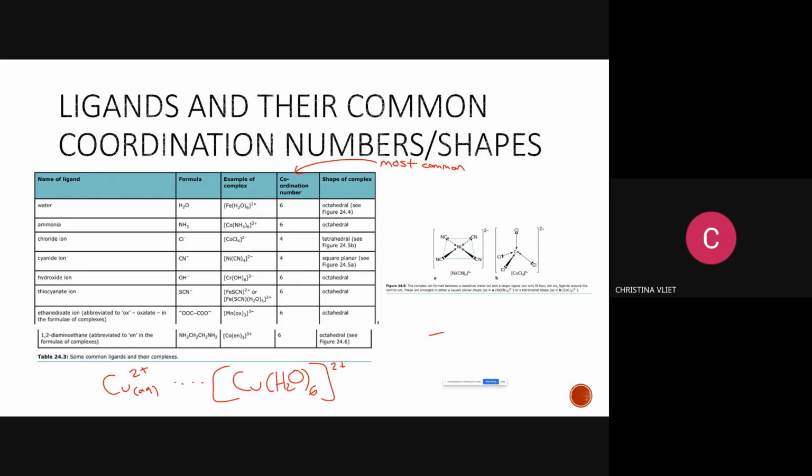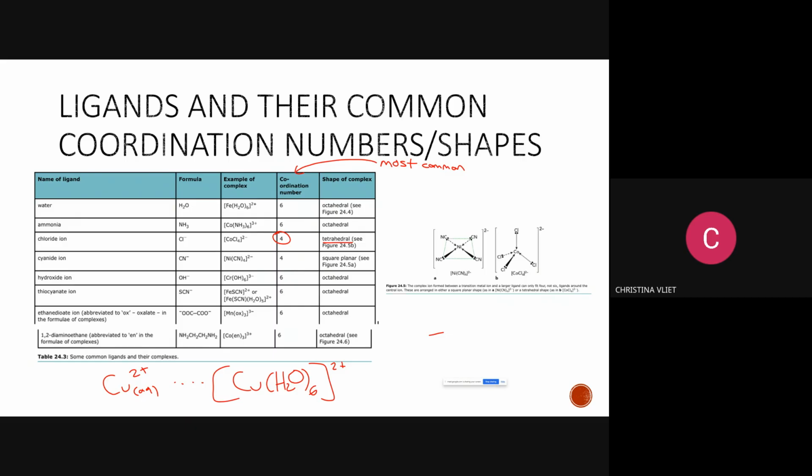It's coming back. If I have chlorine, chlorine usually does 4, not 6. And yes, Cambridge expects you to know that it's 4, and they expect you to know that it's typically tetrahedral. So if you see chlorine as a ligand, it's going to be tetrahedral, and it's going to have a coordination number 4, which means you need 4 of them.